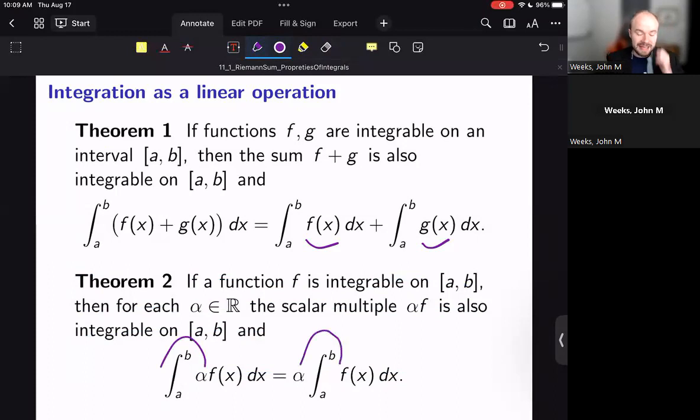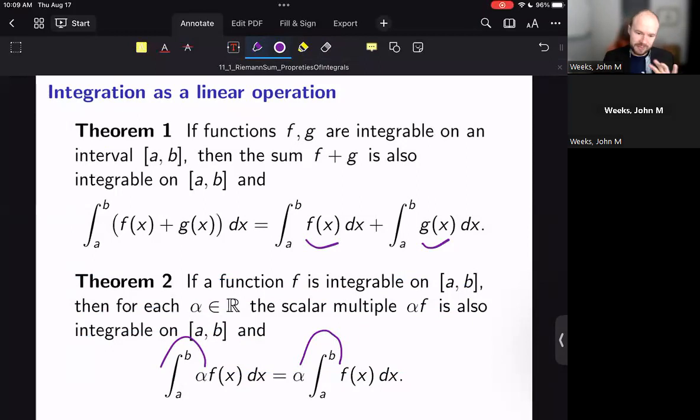By the way, these two things together tell us that the integral is a linear operator on the space of integrable functions, right? It has the ability to say, okay, f plus g, you can break it apart and make an integral of one plus the integral of the other, and you can bring scalars outside of the linear operator.